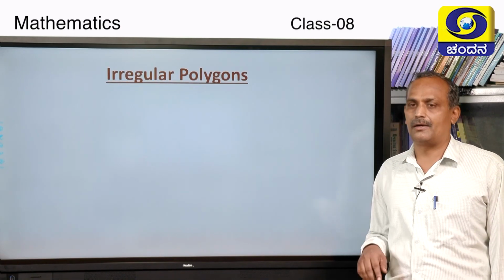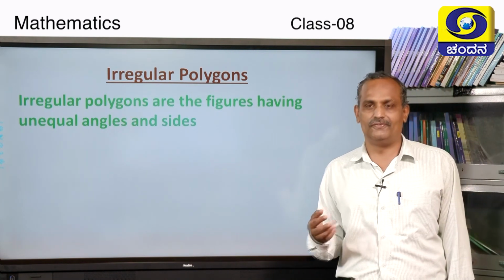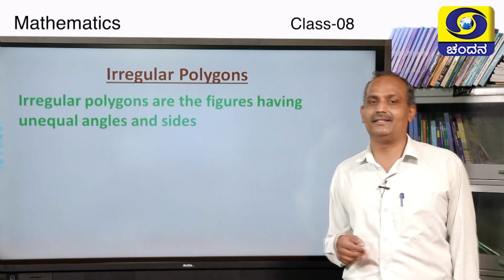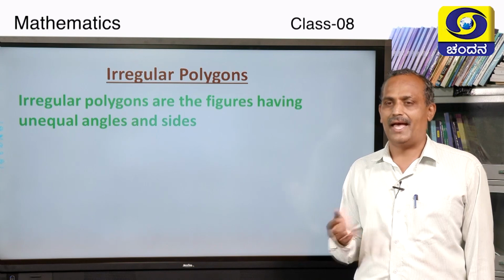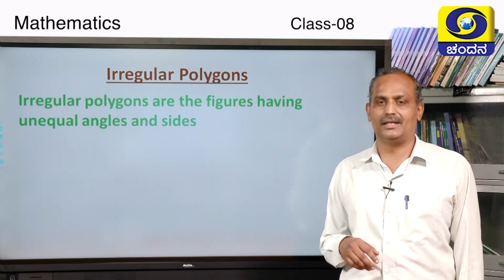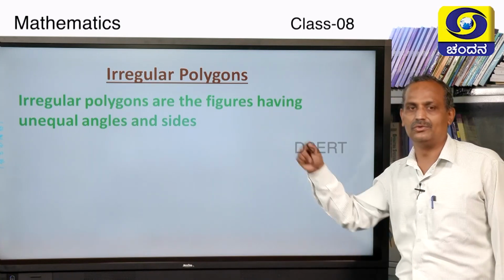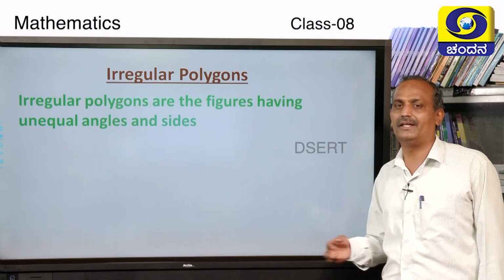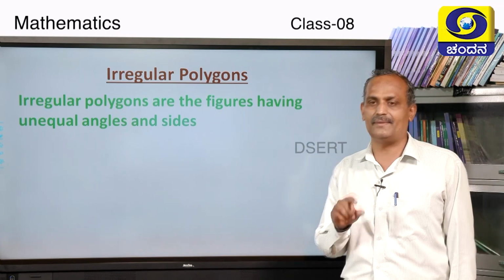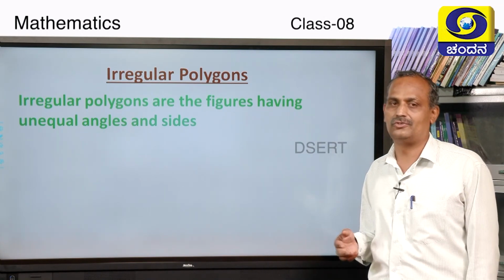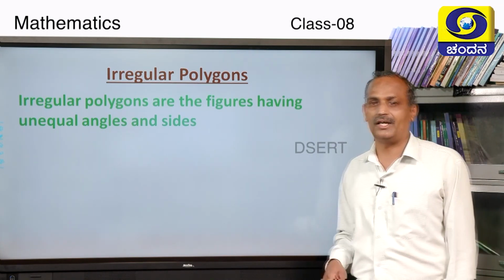What are irregular polygons? Irregular polygons are the figures having unequal sides and angles. The angles are not equal to one another, and even the sides are not equal to one another. You can easily jot down the definition and you can recall it easily by comparing that same definition with the regular polygons. You can write the definition for irregular polygons.